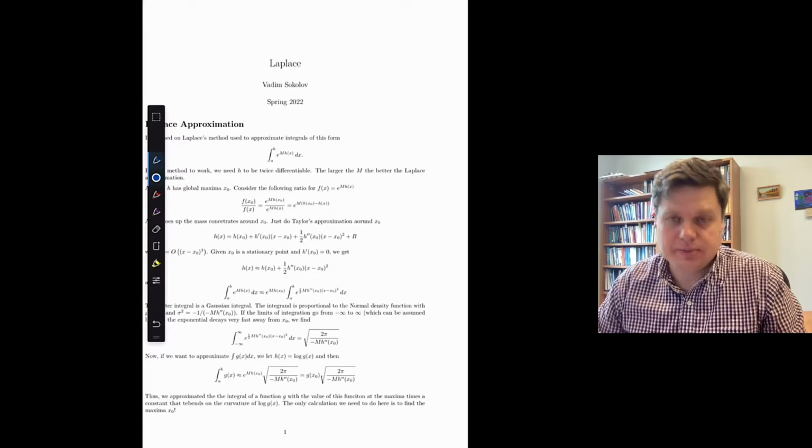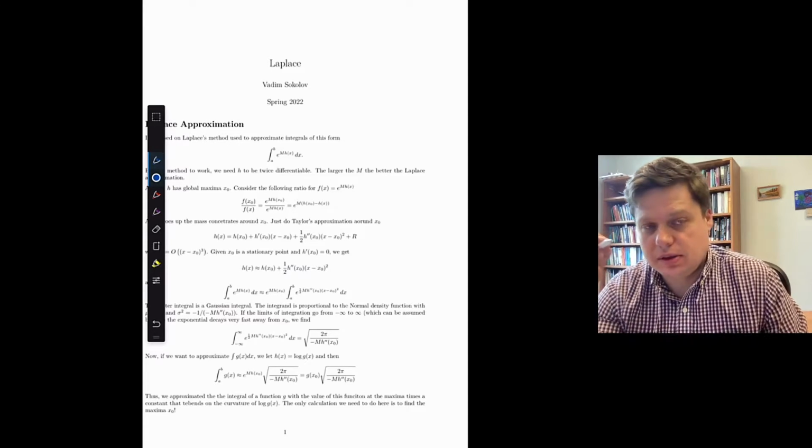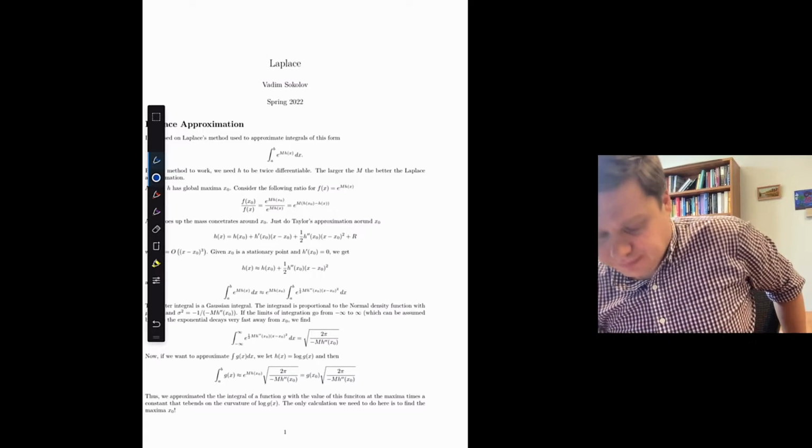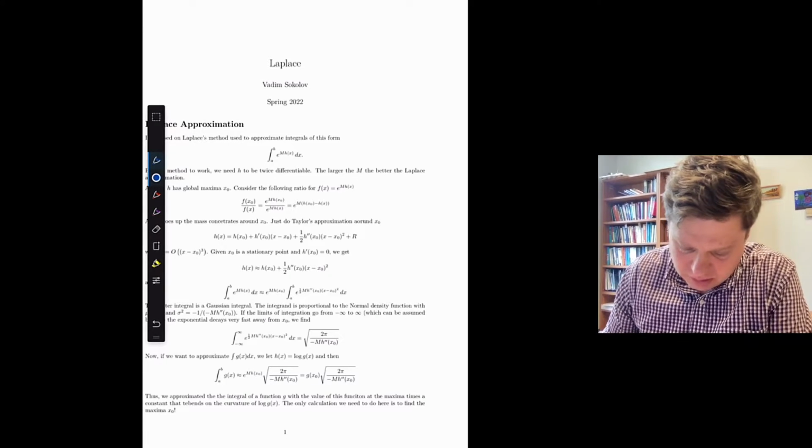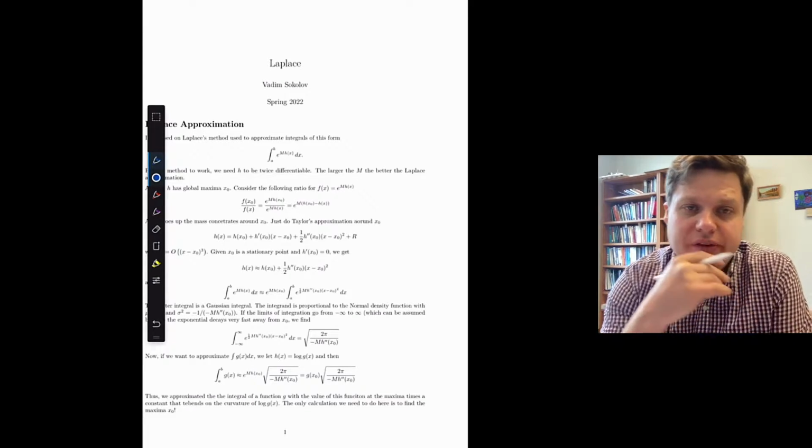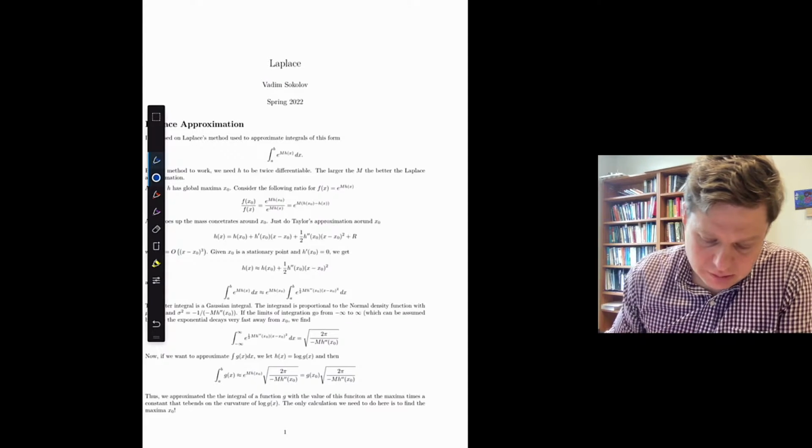Now let's talk about Laplace approximation. Again, we try to approximate the posterior distribution with a normal distribution. And we need to find parameters of this normal distribution, the mean and the variance. So let's talk about how to find those.